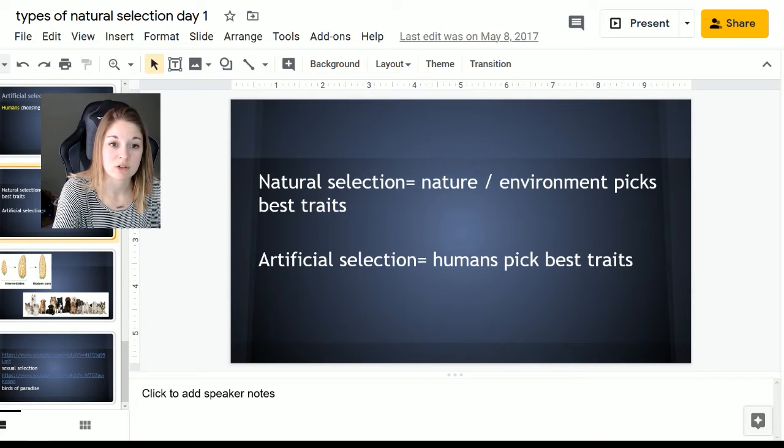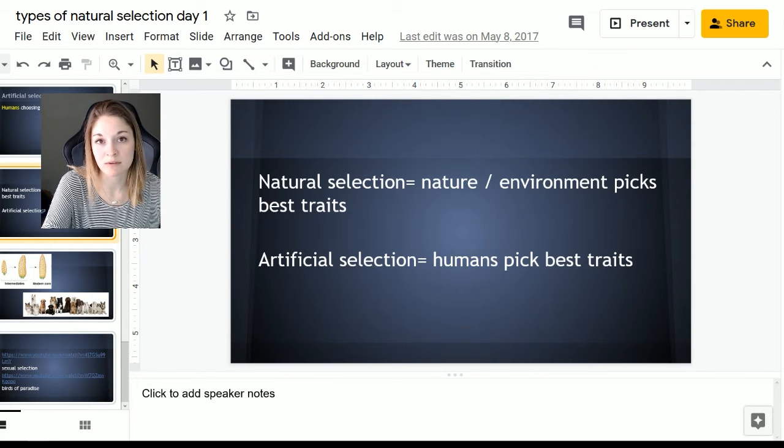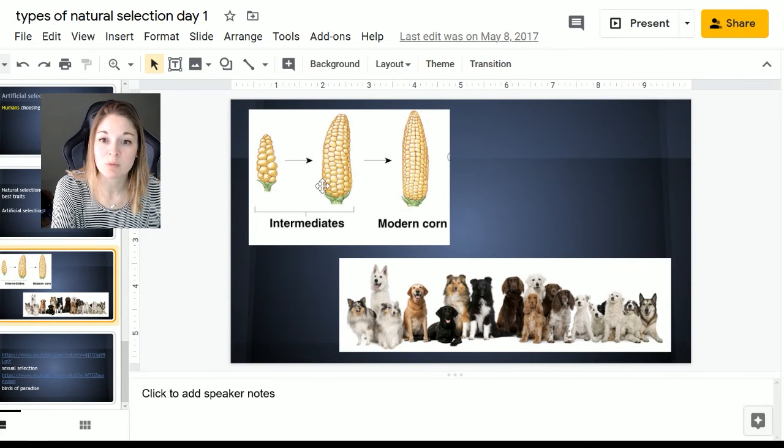Basically, natural selection is just a series of generations and generations of organisms trying to best fit in their environment. And so nature is picking what traits are successful. And then artificial selection is when humans pick what's successful. So again, that's where I was talking about the corn and that humans wanted to eat more, so we made larger ears of corn. Humans wanted our dogs to look this way, so we made them look that way.